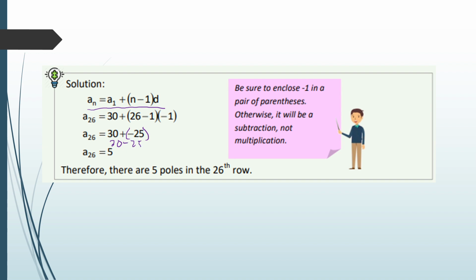30 minus 25, and that's why the 26th row is equal to 5, which makes sense because as the pile goes up, the number of poles will decrease as well. Therefore, there are 5 poles in the 26th row.